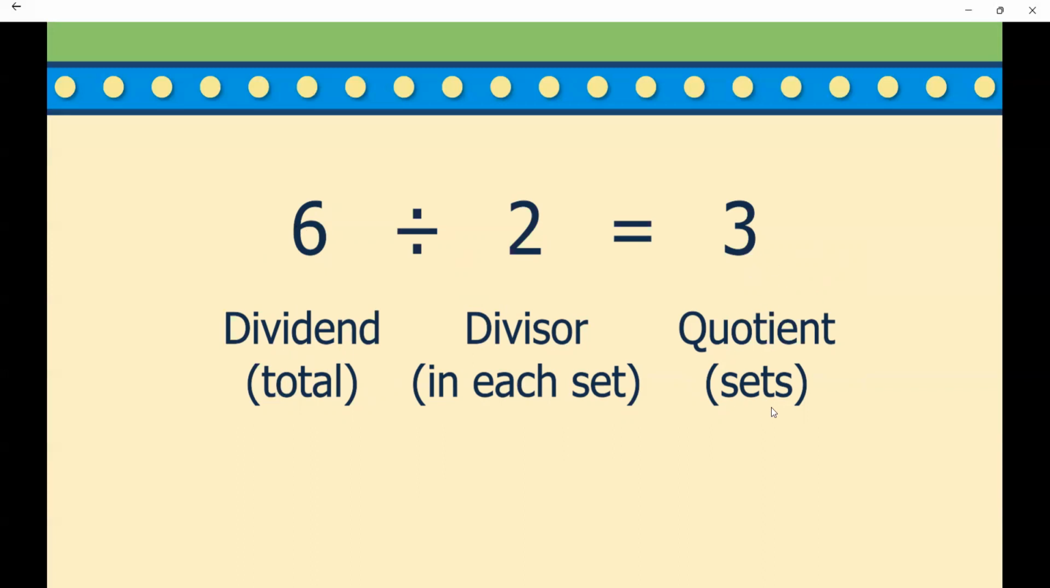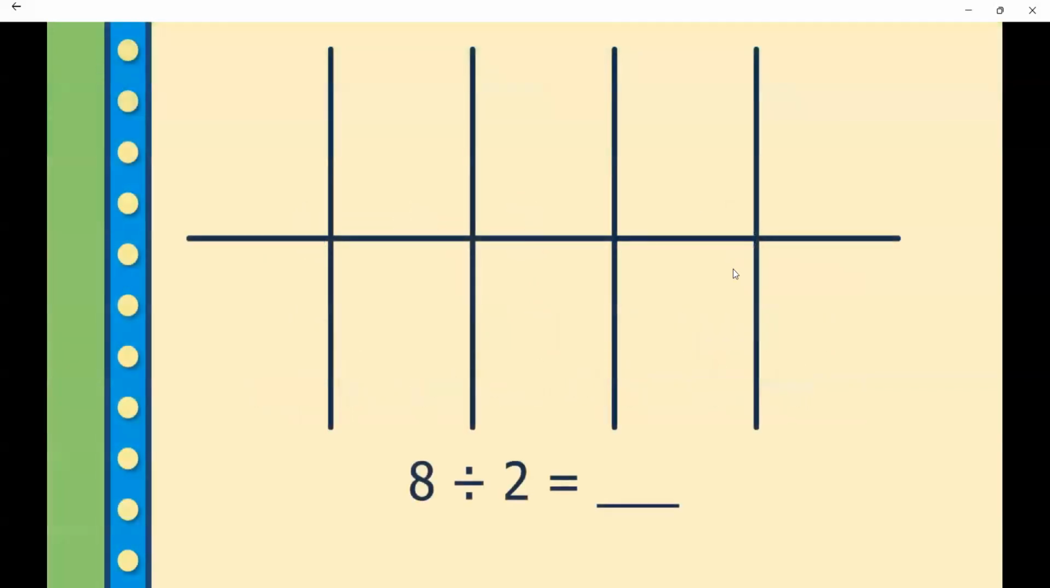Okay, so let's play with these numbers again. Here we have 6 divided by 2, 2 sets, would be 3 in each set. Okay, so here's our grid, and we have 8 divided by 2. So our total is 8. We take our 8 blocks and separate them into groups of 2. We can do that 4 times. We have 2 in a group here, 2 in a group here, 2 here, 2 here, and then I'm out of blocks. So I was able to make 4 groups. So 8 divided by 2 blocks in each set is 4 sets.